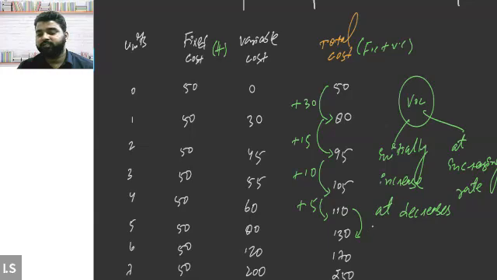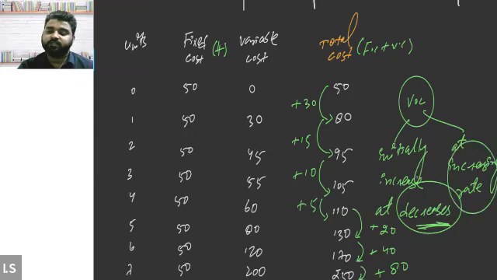That means it increases by 20 rupees. Then from 130 it goes to 170. That means it increases by 40 rupees. Then from 170 it goes to 250. That means it increases by 80 rupees. So here you can notice that total cost is also increasing at a decreasing rate initially, and after a certain point it starts increasing at an increasing rate.